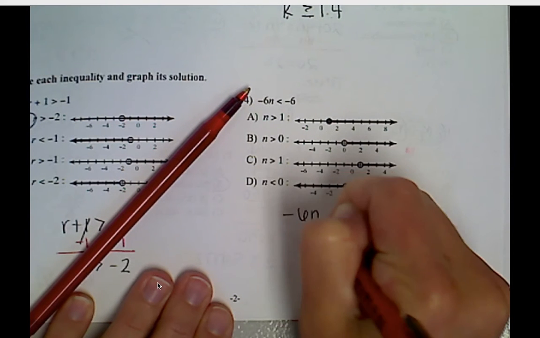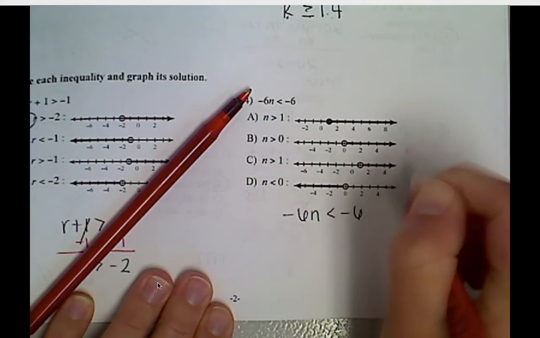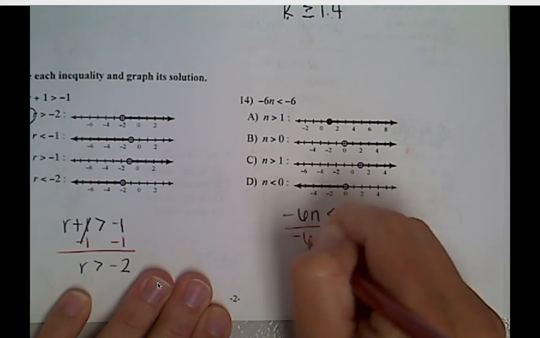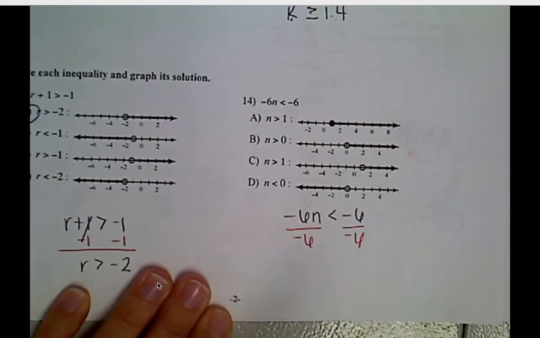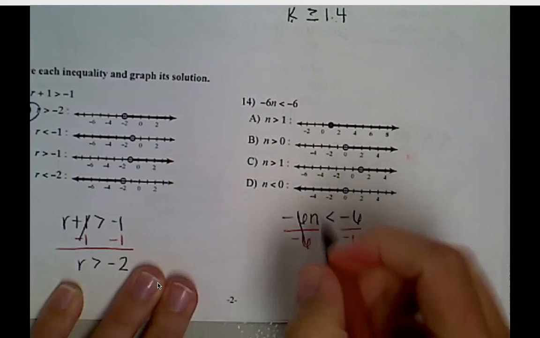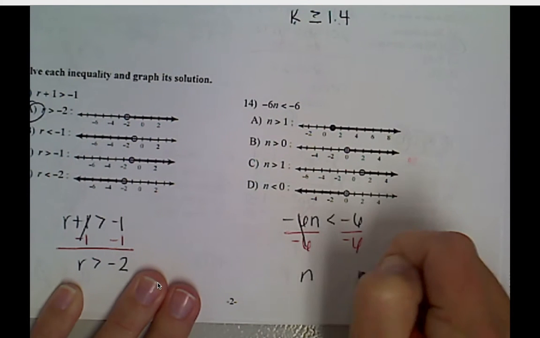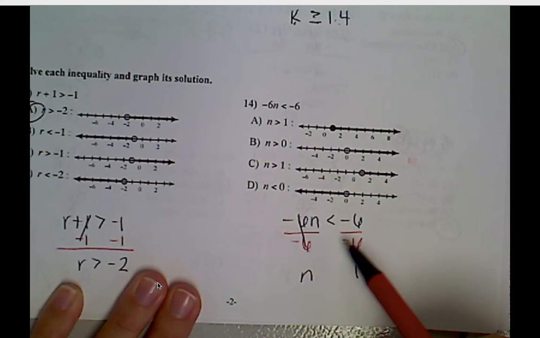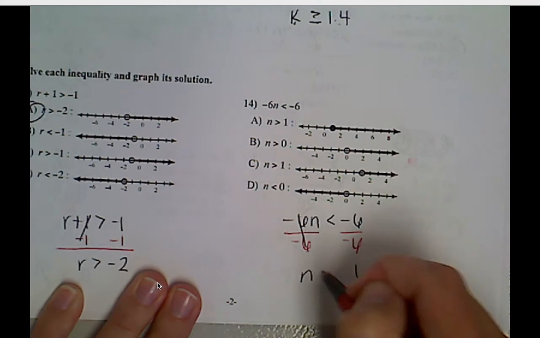Okay, next one, we've got negative 6n is less than negative 6. I see that those two things right there are multiplying. Opposite of multiplying is dividing. And when I divide, these are going to cancel. I'm going to be left with n is negative 6 divided by negative 6, which is 1. But when you divide by a negative, you've got to flip the sign.